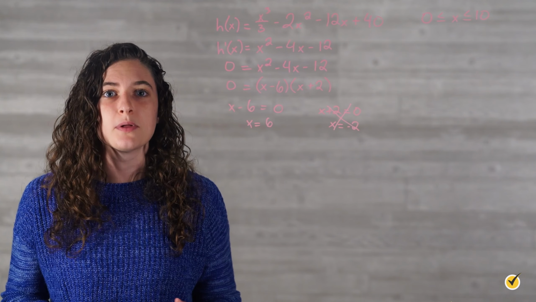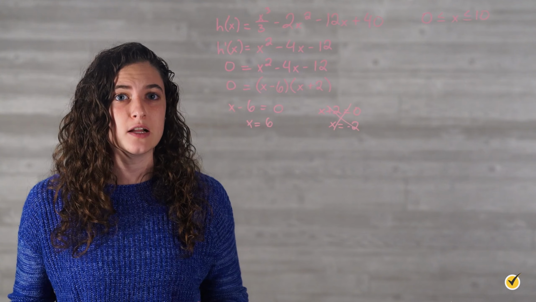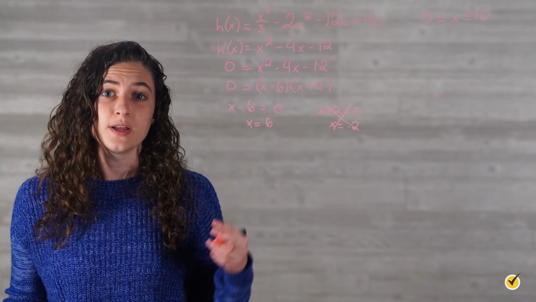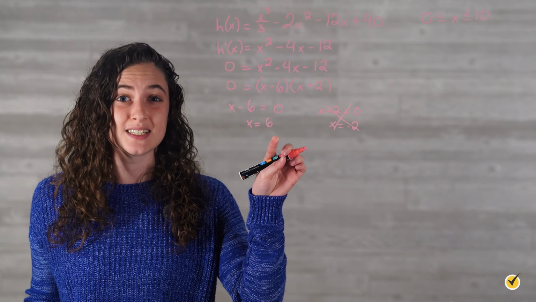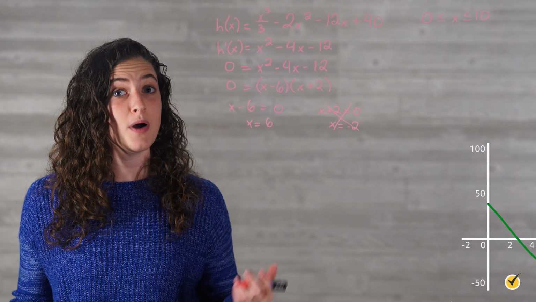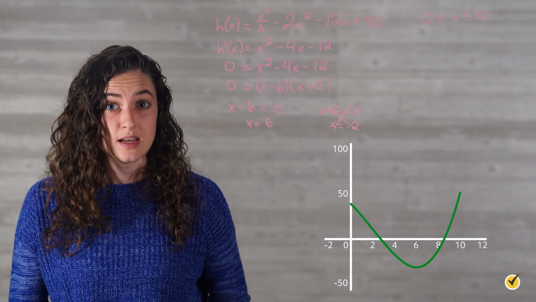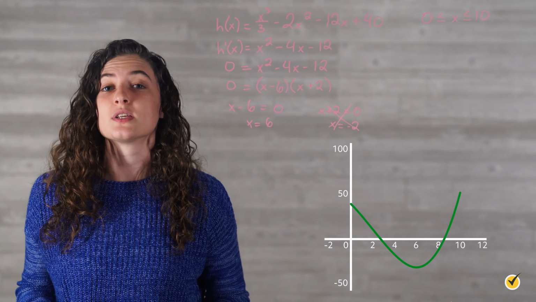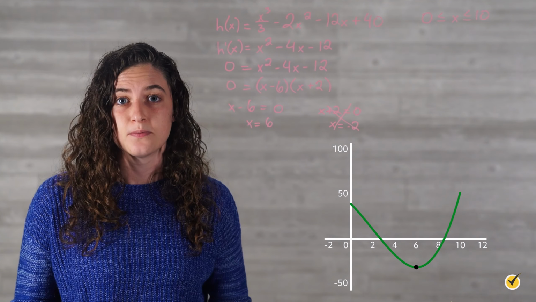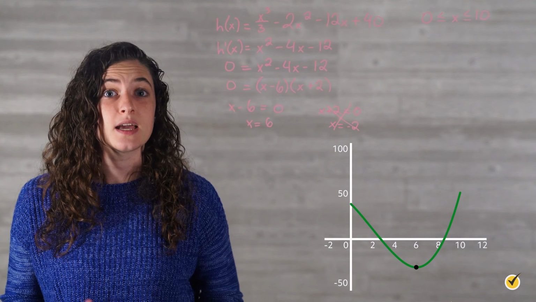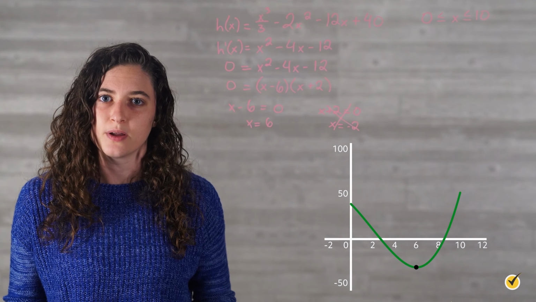The second part of this problem is finding the maximum point of h of x within the domain 0 to 10. Since we have a critical point at x equals 6, it's very tempting to say that the maximum is there. However, if we check the graph of h, we can see that this isn't exactly the case. In fact, x equals 6 gives us the minimum point of this function. In order to find the maximum, we need to check the endpoints of the domain and compare their heights to that of the critical point.